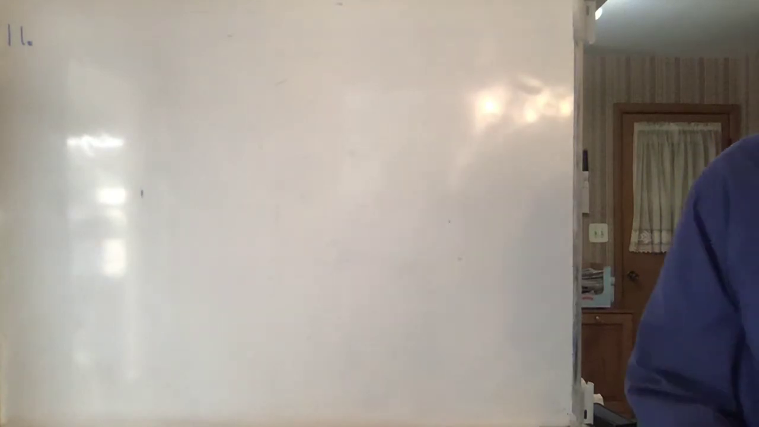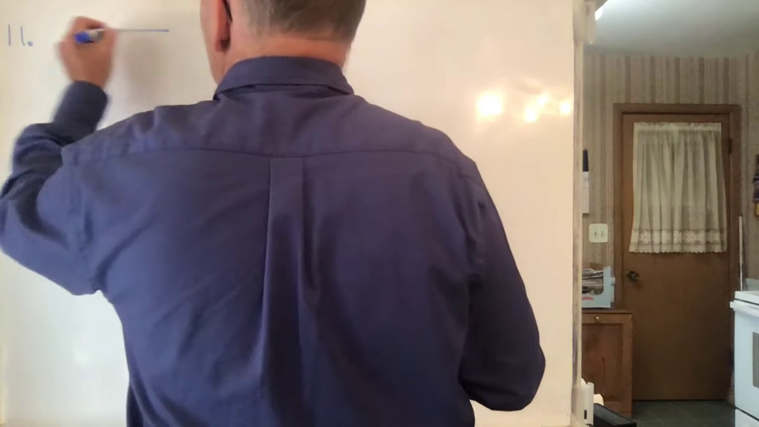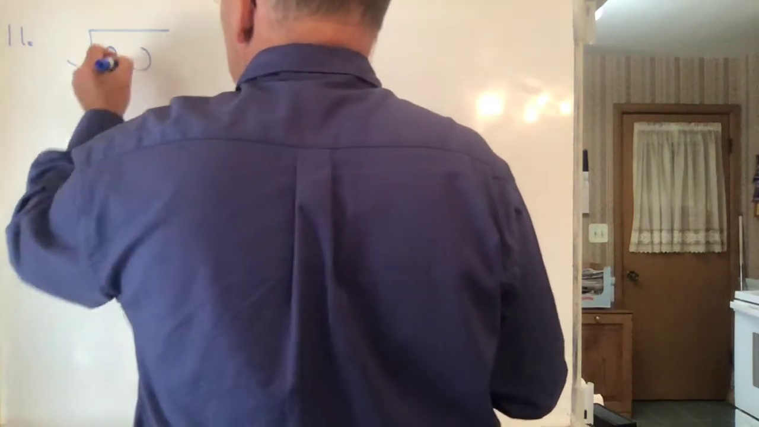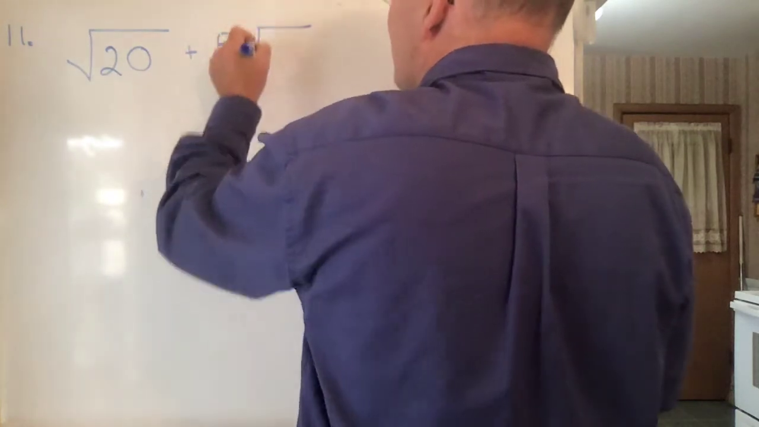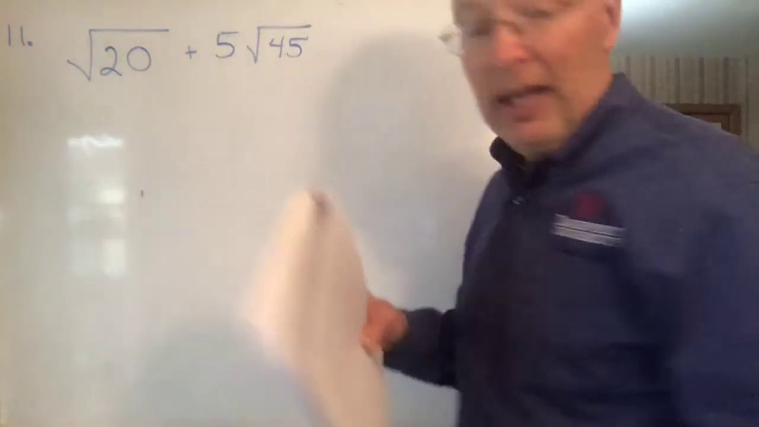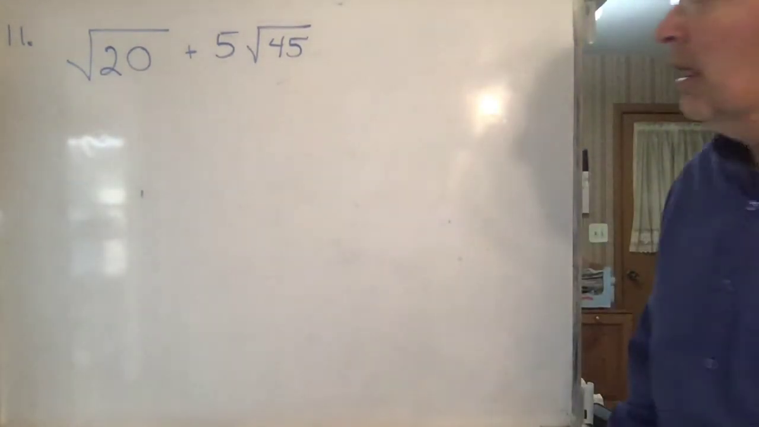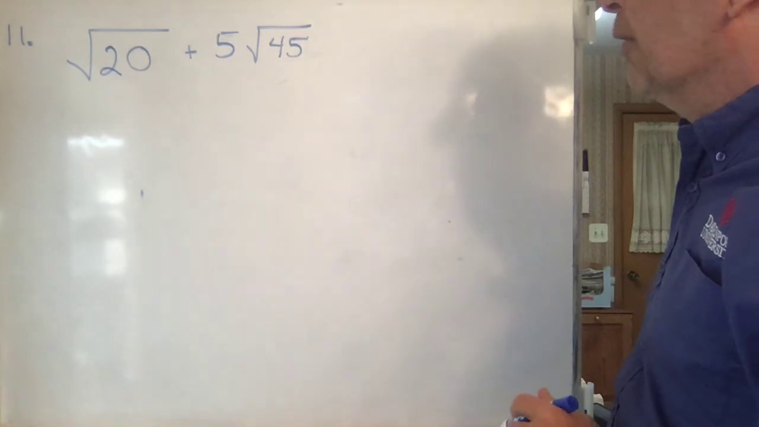Number 12, perform the indicated operations with radicals. So we have the square root of 20 plus 5 times the square root of 45. And so, what are the things we know about radicals?